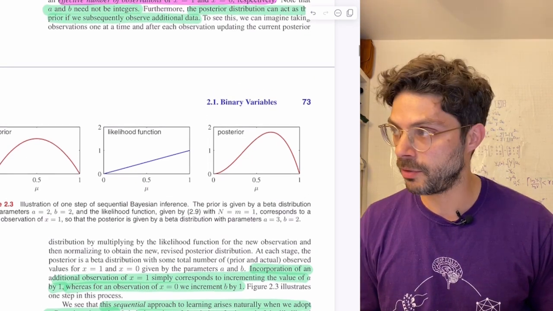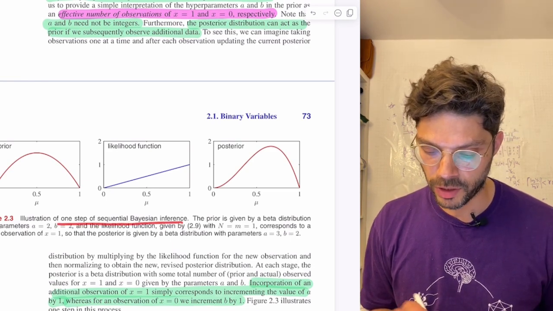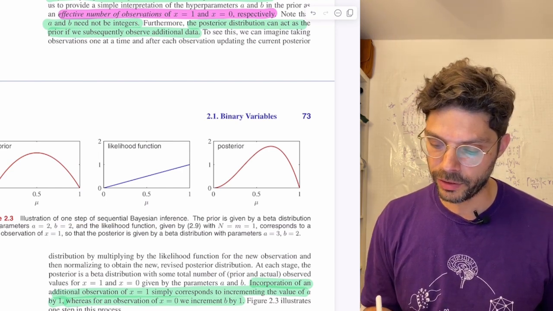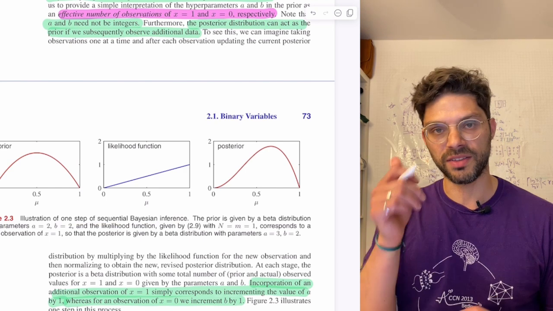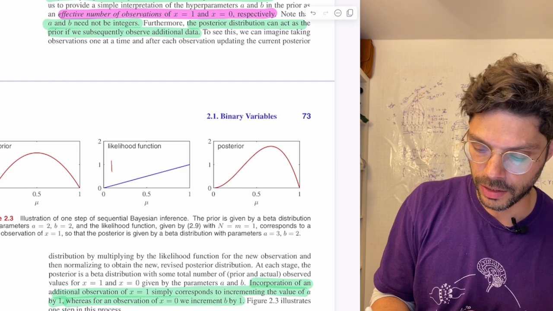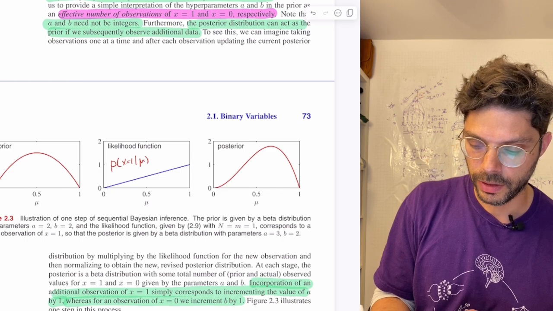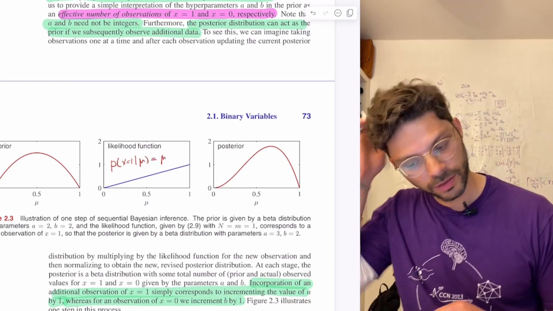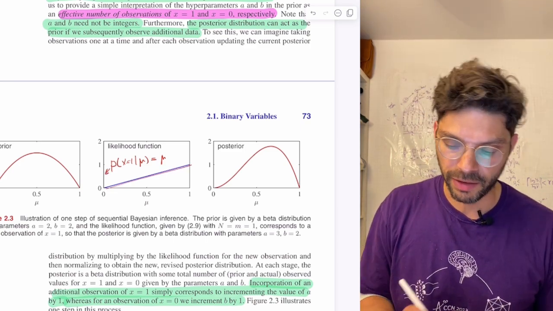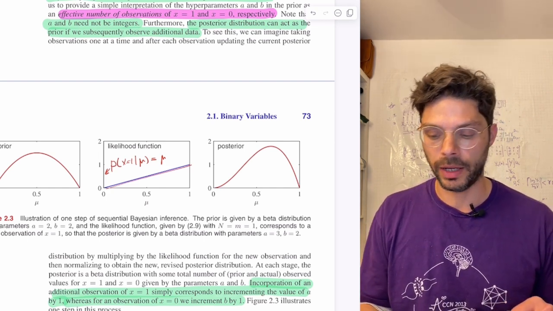And in this particular example, we're just going to do one step of sequential Bayesian inference. So you start with some prior, whatever it is, and now we have the likelihood function where you just have a single observation of x equals 1. In that case, you'll remember that the probability of x equals 1 given mu is just equal to mu, right? And so that's this function here. It's just a function of mu. You plug in mu and you get mu.